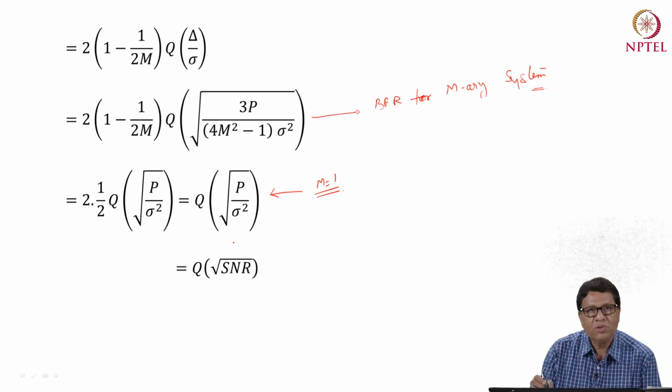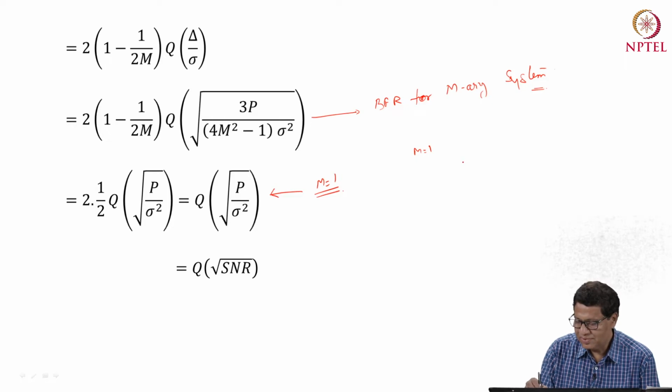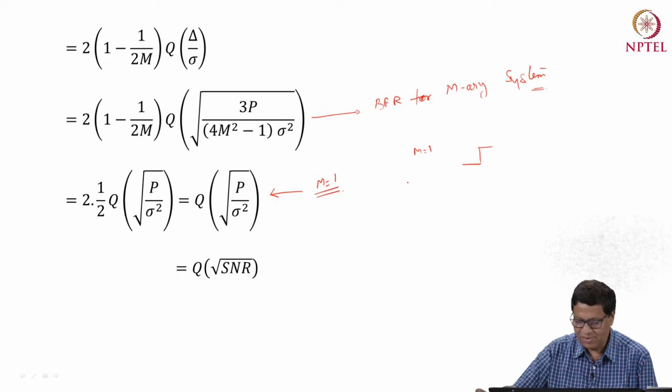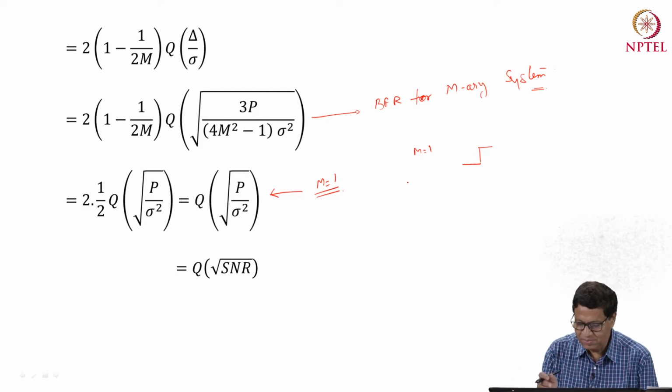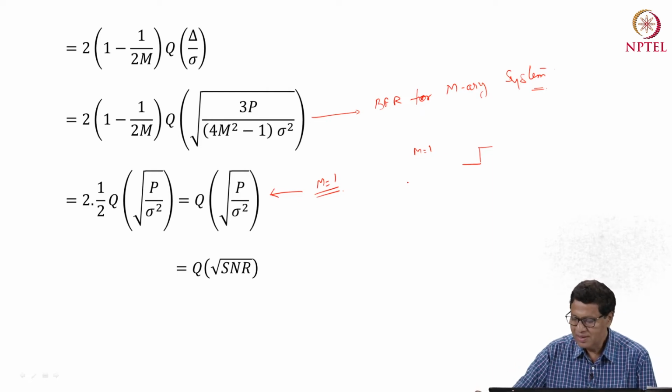So M is equal to 1 is a very simple case of on-off keying. M is equal to 1 means you have 2 levels only. This is 1 and the other level is this. So this becomes a special case of on-off keying. So we can verify this expression by using some simpler PAM structure.